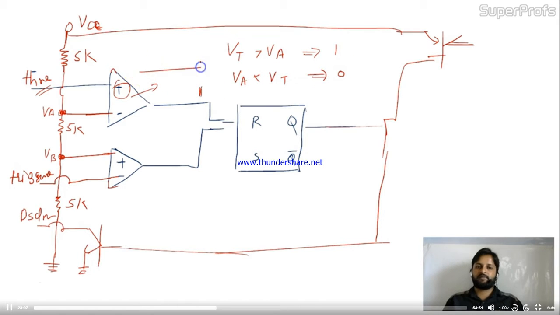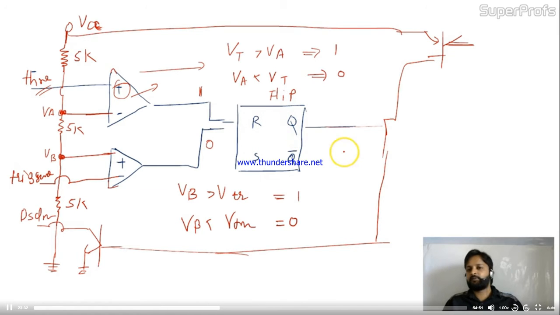Okay. This is about this comparator. Now let's come to this. If VB is greater than this triggering voltage, it will definitely be 1. If VB is less than V trigger, it will be 0. Is it okay, friends? So this is the simple logic. Now, based on this logic, definitely this flip-flop will work.